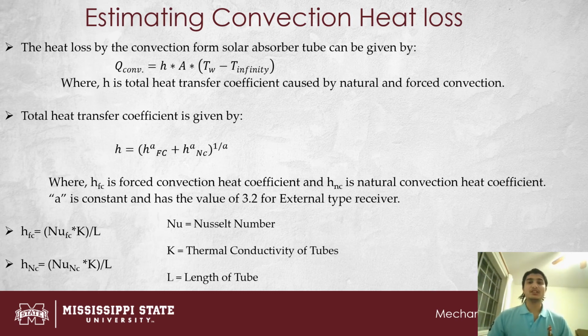To estimate the convection heat loss, we use the basic heat transfer by convection formula. Since we know all the parameters, we will just be finding the heat transfer coefficient of convection, which is given by this formula over here. The heat transfer coefficient of convection equals the heat transfer coefficient of forced convection plus natural convection. When we know both values, we can find the heat transfer coefficient.